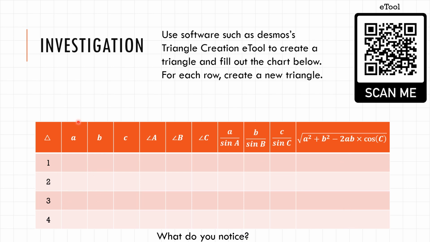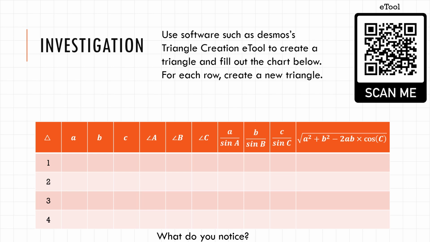The e-tool will give you all 6 of these values, 3 side lengths and the 3 angles. And it's up to you to find out what value goes in here by taking the side length A and dividing it by sine of angle A. Same with this column, and same with this expression right here. Plug in the values A, B, and the angle C, and evaluate this entire expression and put the resulting number right over here. Pause the video here and take as much time as you need to go ahead and do that.